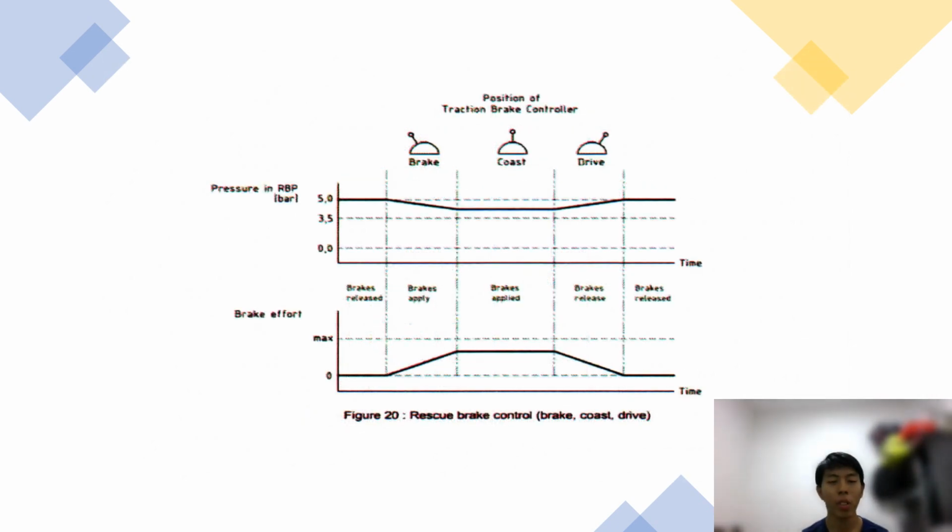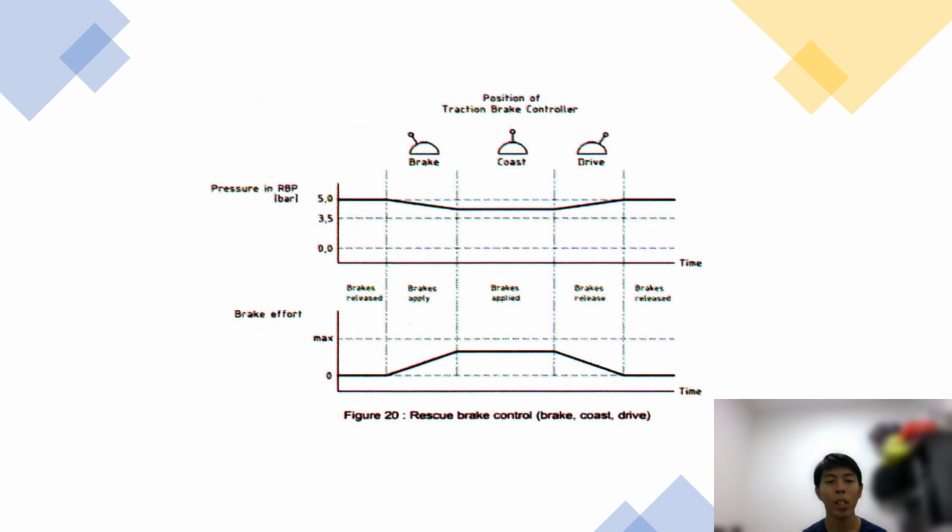Okay, this graph shows the rescue brake control. These two graphs are connected to each other. As we can see in the first region, the train is moving in the normal condition, which means the brake effort is 0 and the pressure in the RBP is the highest. Next, we move to the next region, which is brake. When the brake starts to apply, the pressure in the RBP also starts to reduce, making the speed of the train also start to reduce.